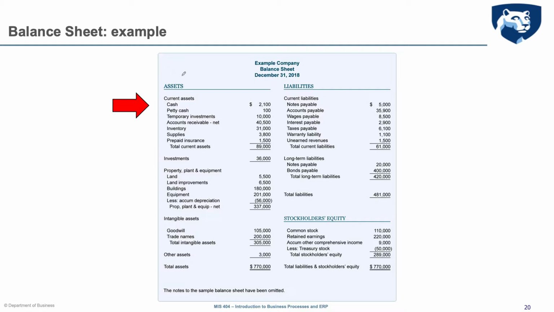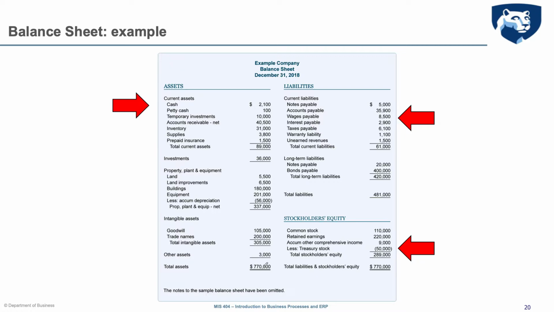So on top you have the assets, distinguishing current and non-current assets, or let's say investment, intangible, and the total assets. In this case it's 770,000. On the right, you have liabilities, distinguishing current and non-current or long-term, and the equity, so the rights that the shareholders or stockholders of the company own with respect to the company. So the amount of capital that the shareholders invested in the company.